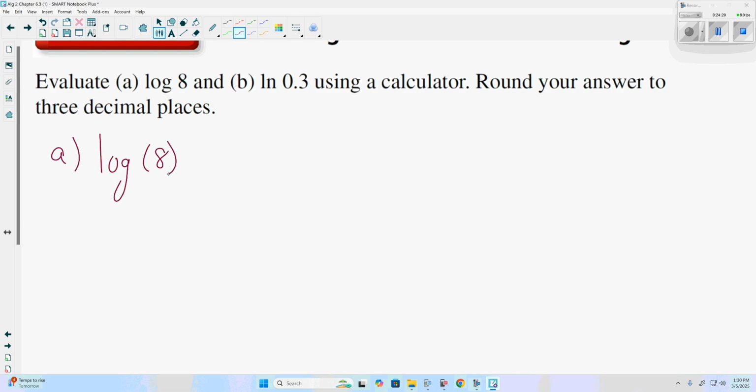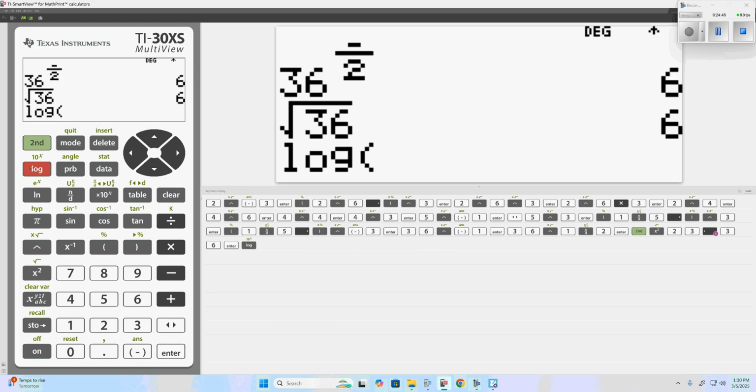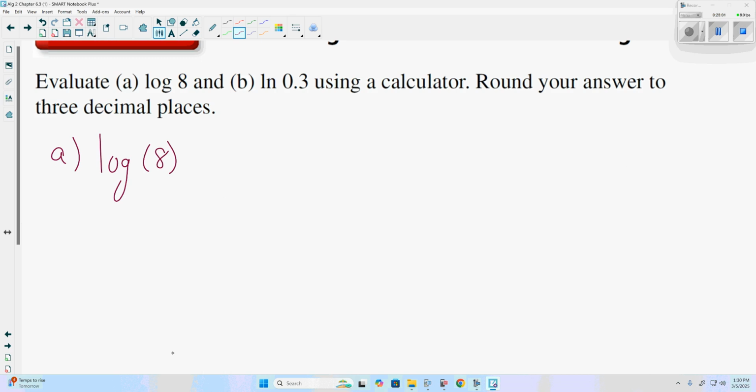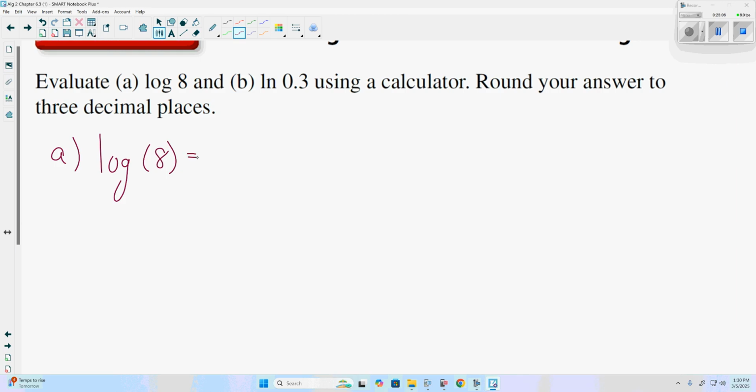All right. We're going to evaluate using the calculator. So log of 8. Now this is a common log, because it doesn't have the base written. With common logs, we can do it in either calculator. Because the log button, we can just hit it. We don't have to do log base because the base is understood to be 10. So log of 8 is 0.903089987. See what it told us to go to? 3 decimal places. So 0.903.